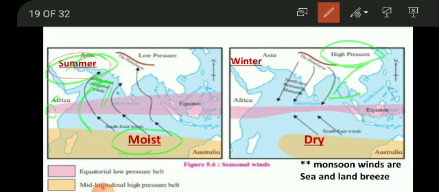Already I have told you that if we keep in mind water, land breeze and sea breeze, then it will be very easy for us to understand this figure 5.6. This difference is only because of the uneven distribution of heat and the winds blowing from high pressure to low pressure.